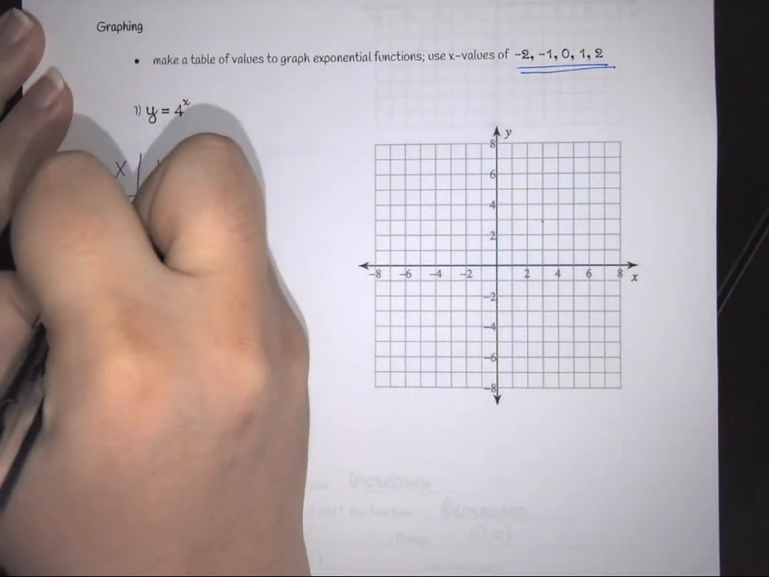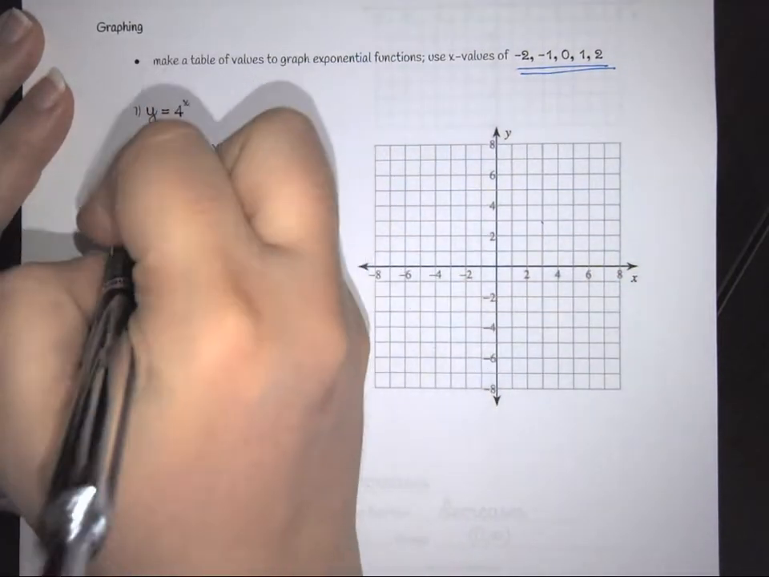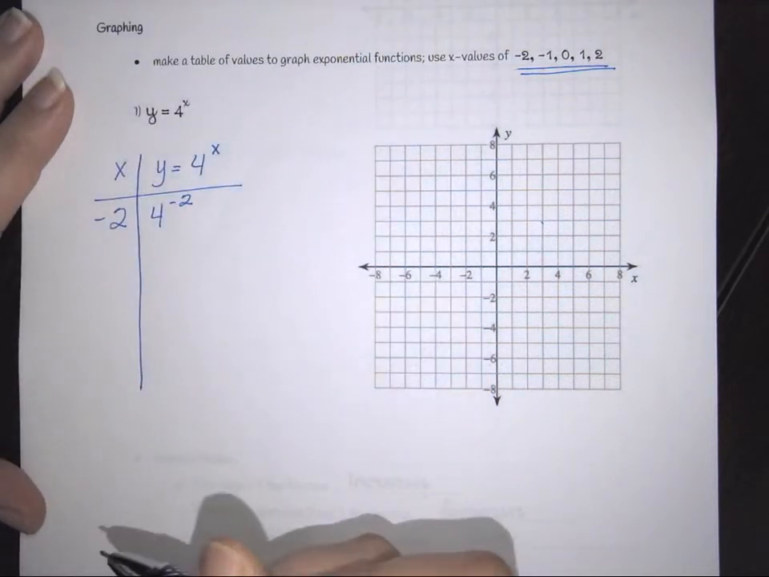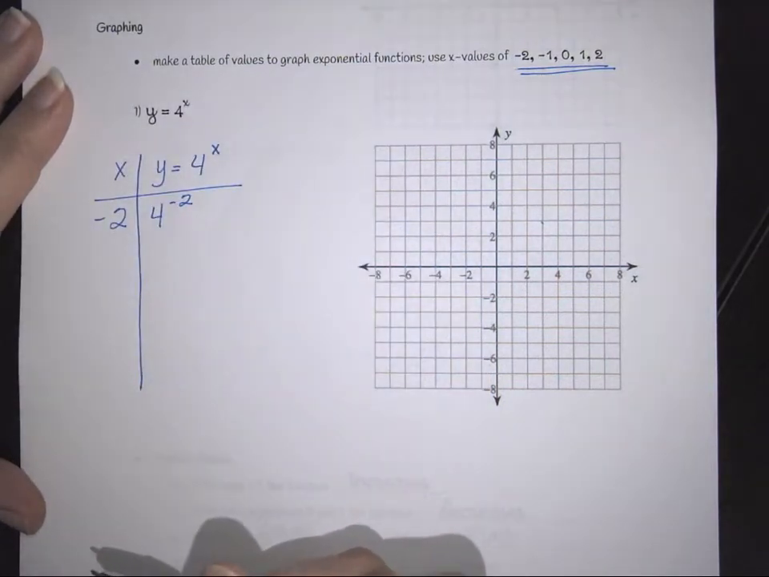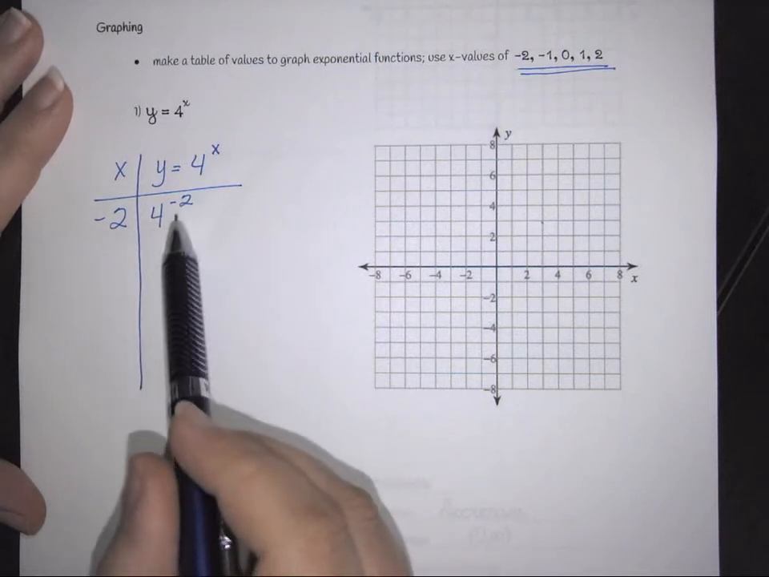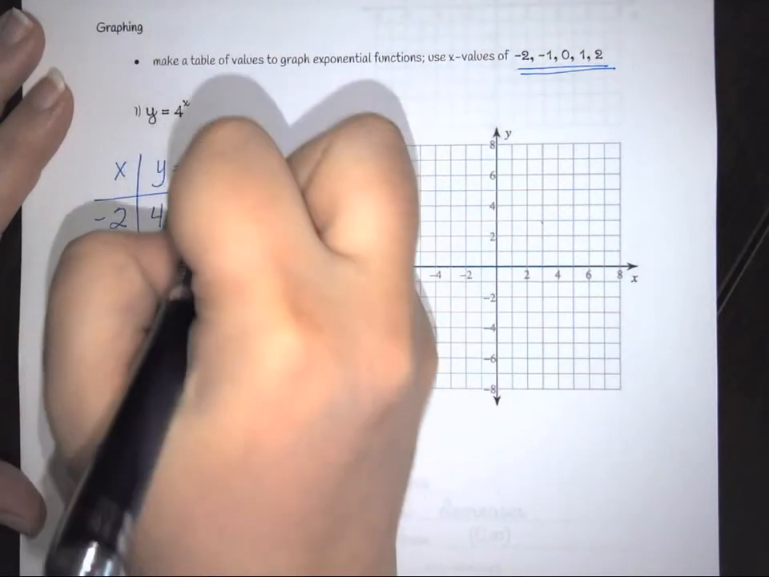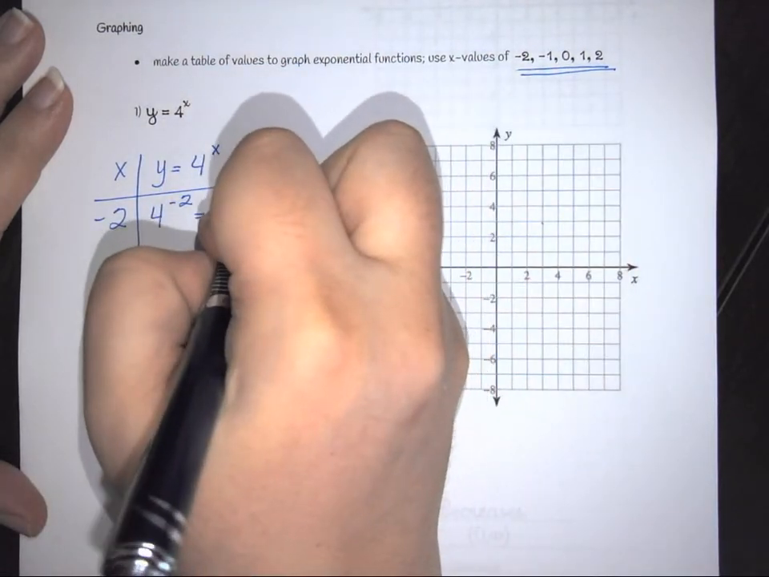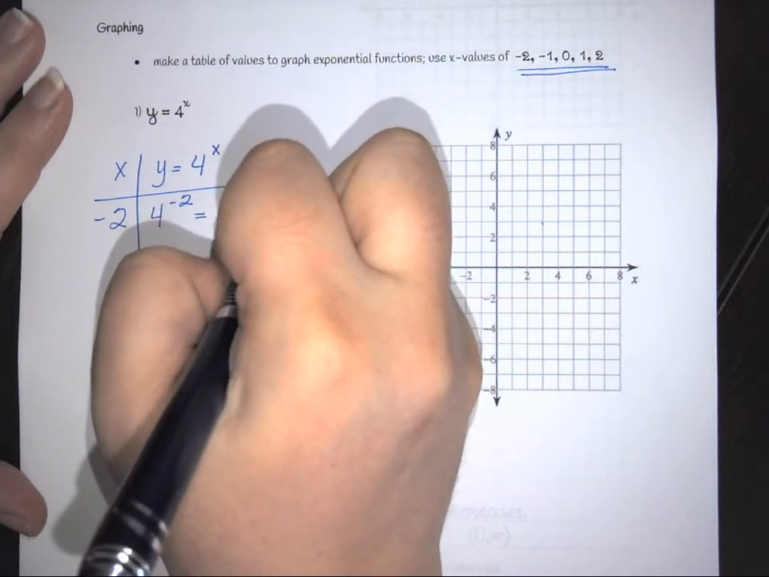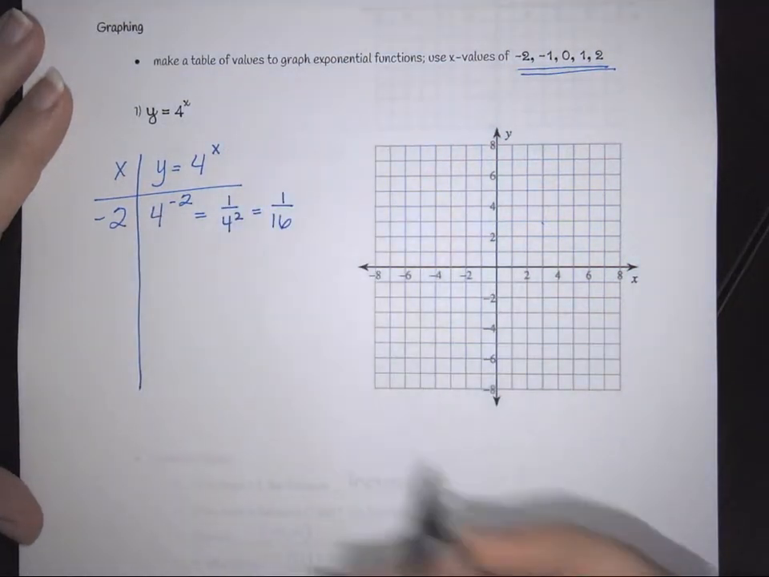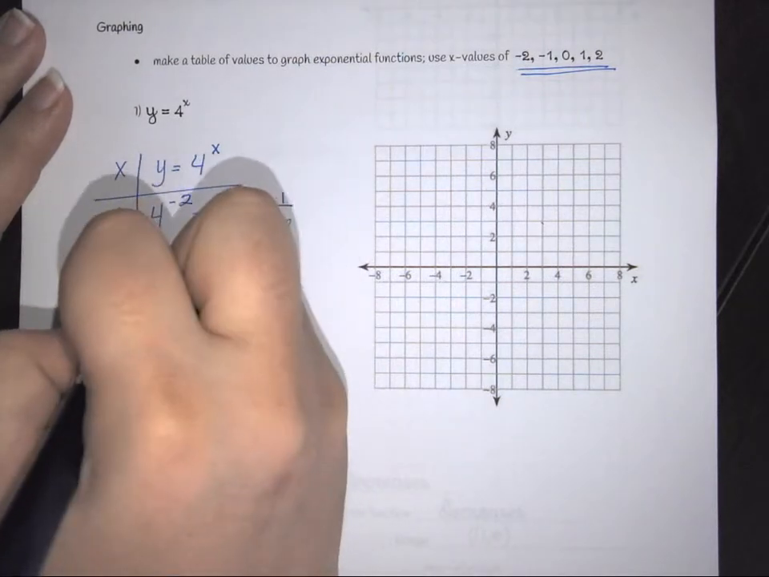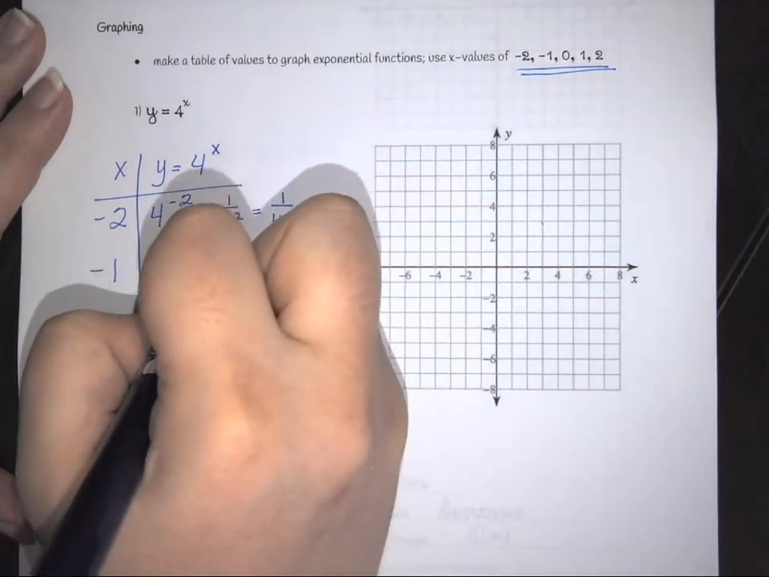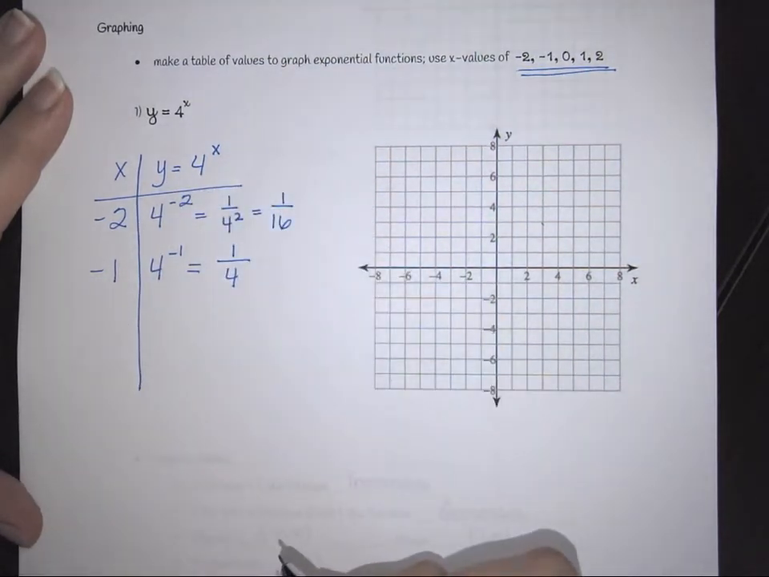So we're going to start with -2, and then we're going to plug it in. So this becomes 4 to the -2. Well, we know using your exponent rules that a negative means I need to flip it. So this really becomes 1 over 4 squared, which is the same as 1 over 16. So here we have -1, so again 4 to the negative first says we need to flip it, and anything raised to the first power is itself, so we get 1 over 4.